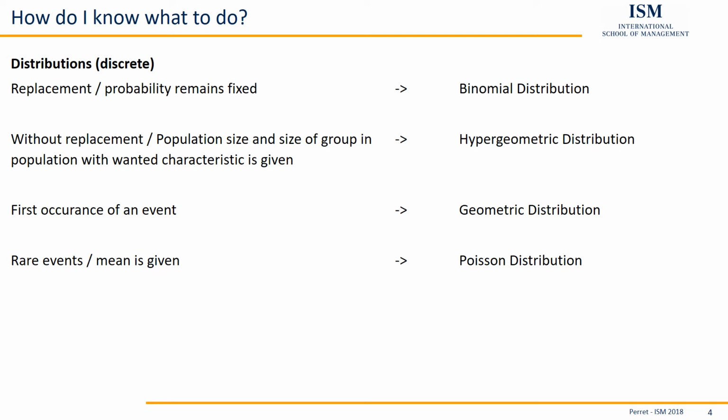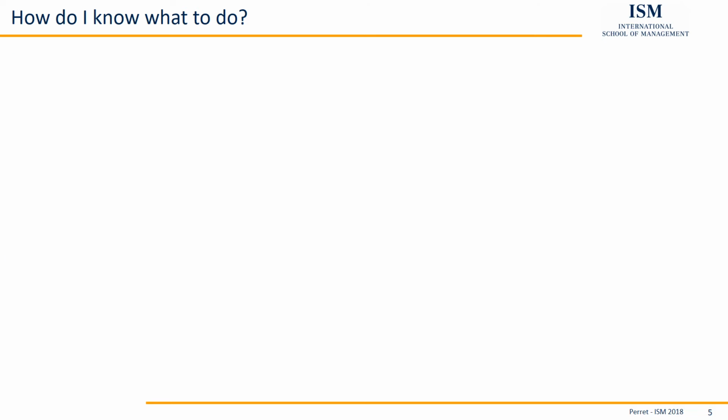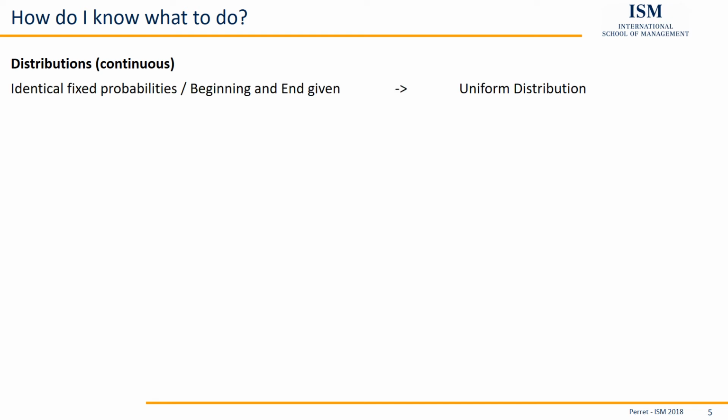We could add the uniform or rectangular distribution. That's if all the different events have the same probability, like throwing a dice. Each of the different outcomes has the same probability. However, that's not listed here. That's listed on the next slide under continuous distributions, because the uniform distribution could be either discrete or continuous.